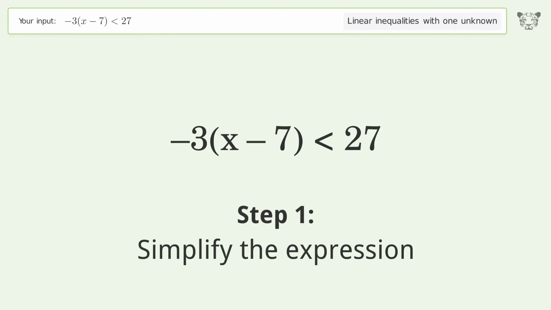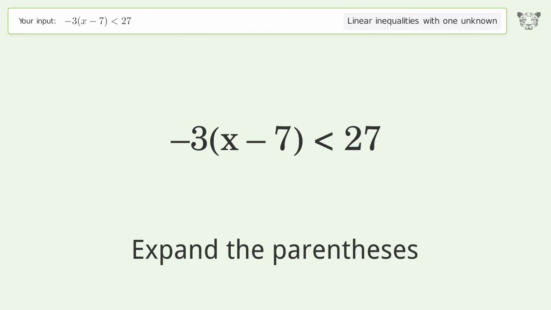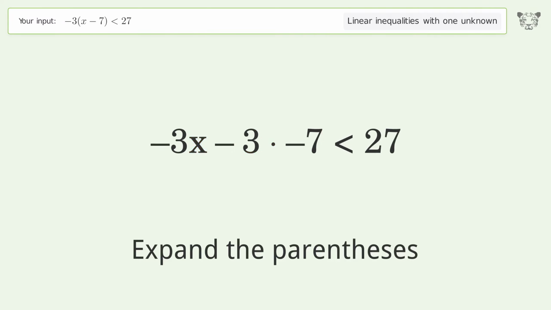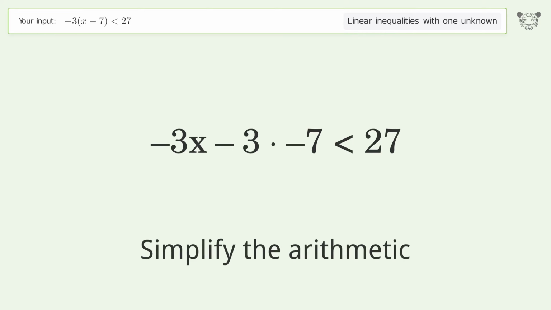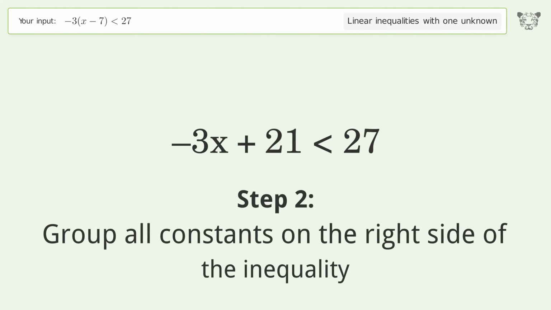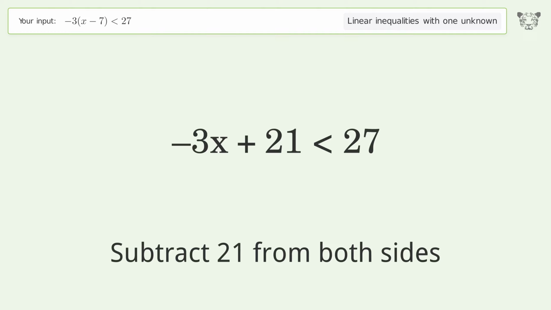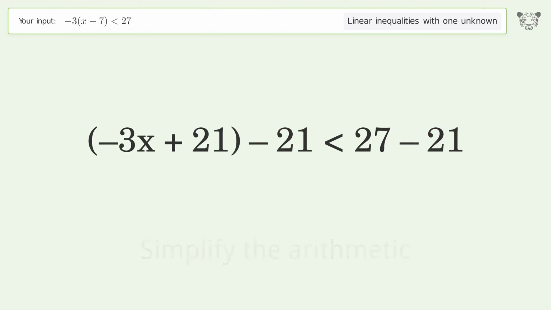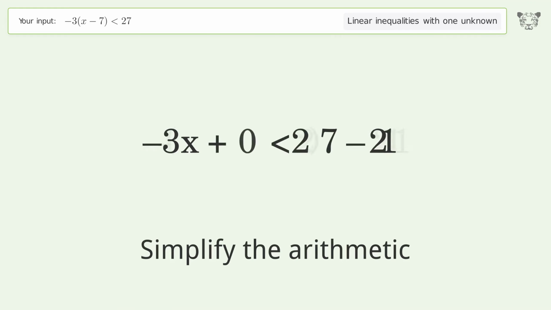Simplify the expression. Expand the parentheses. Simplify the arithmetic. Group all constants on the right side of the inequality. Subtract 21 from both sides. Simplify the arithmetic.